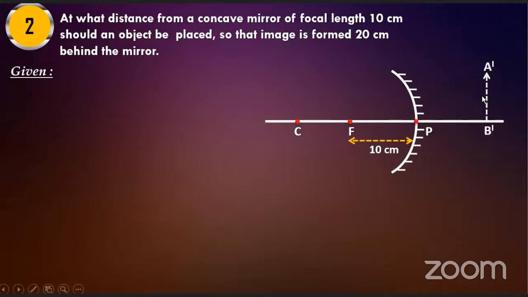So the distance of the object is not given, but the distance of the image is given. You have to think about this: where should we keep the object so that we can get the image behind the mirror? In case of a concave mirror, between pole and focus. Is it right? So can you guess what should be the range of the object distance?